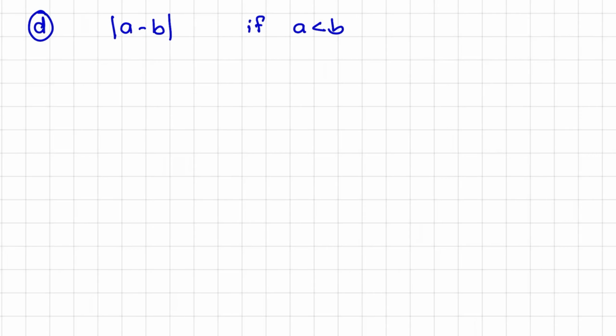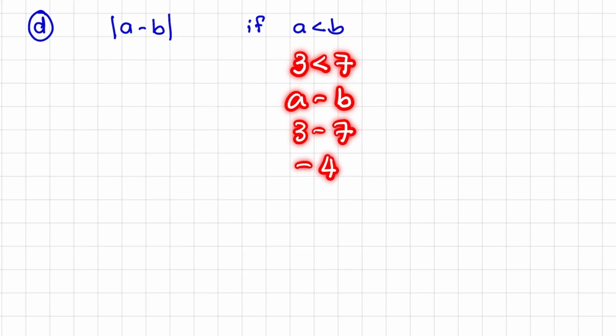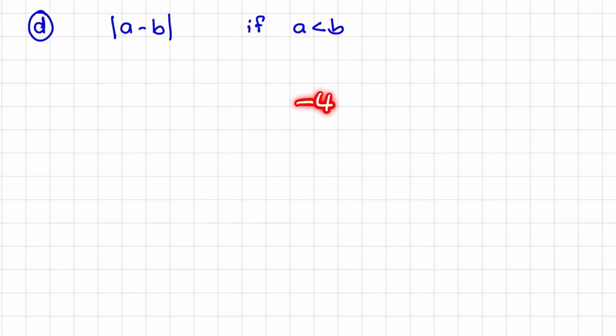In our next example, we have an abstract example, where we want to find the absolute value of a minus b, where a is smaller than b. So for example, a can be 3 and b can be 7. And if I say a minus b, it will be 3 minus 7, which is equal to -4. And the absolute value of -4 is simply 4. But how we rewrite that in an abstract form is we have b minus a as our final answer.